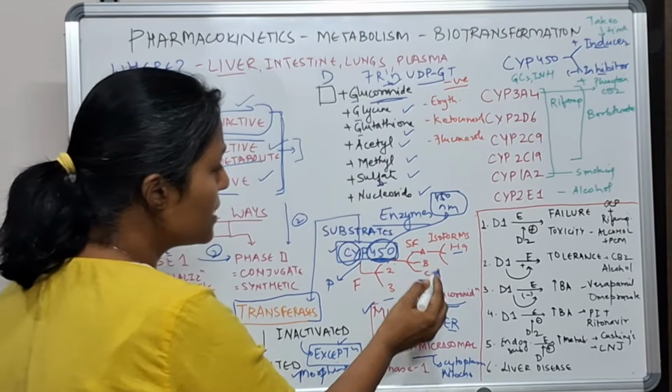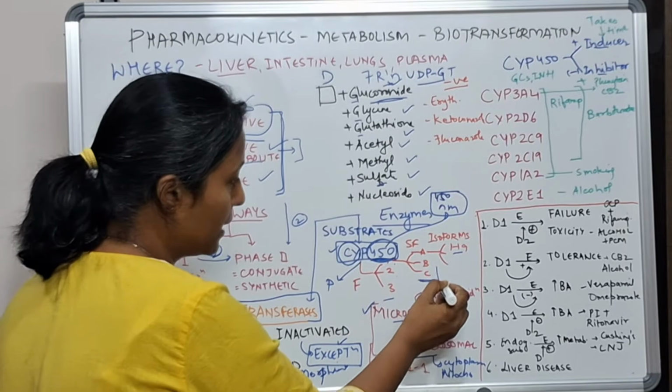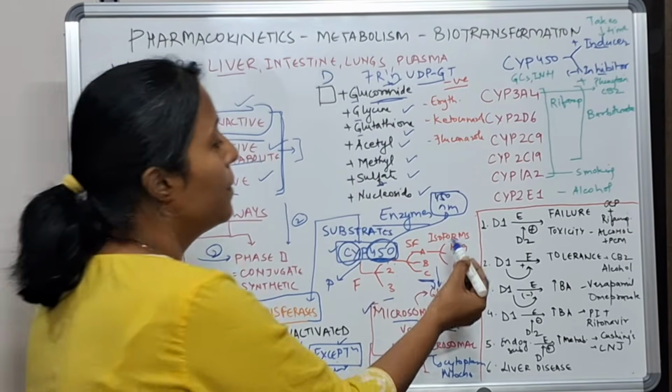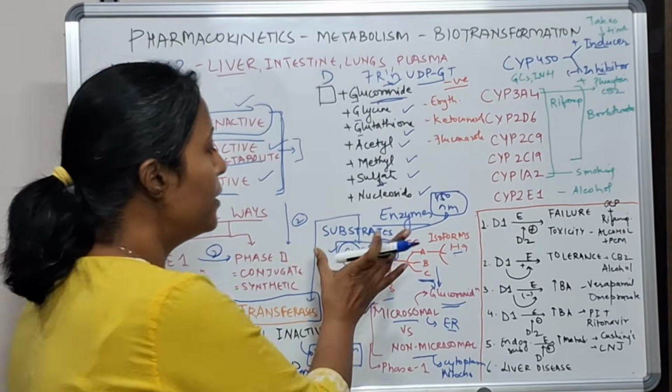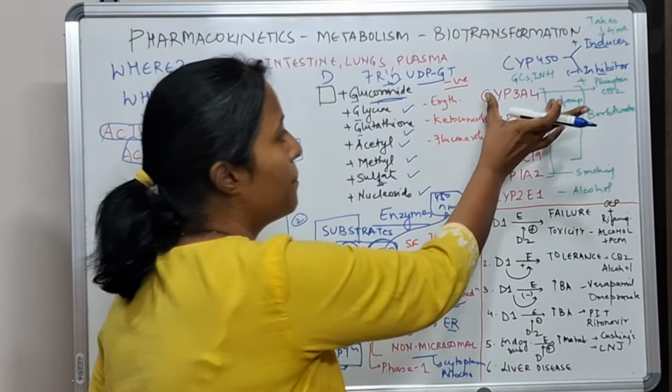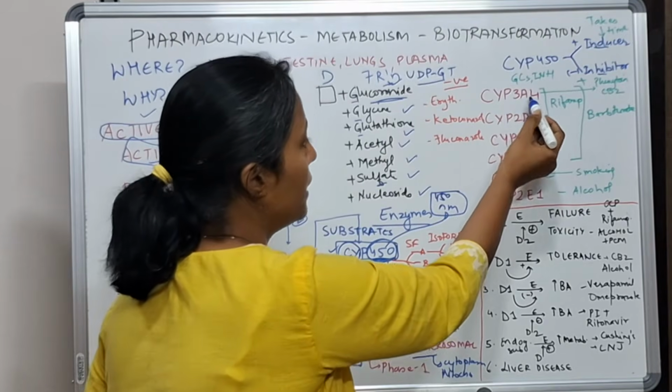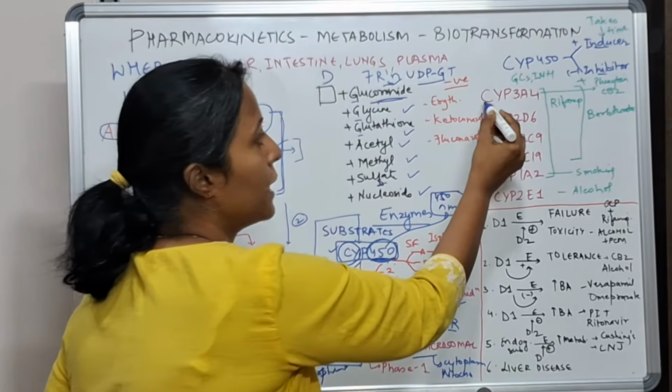So the subfamily is not limited to A, B, C. There are others as well, D and E also. But isoforms are 1 to 19. So whenever we refer to these enzymes, you see these numbers here. If it is written CYP3A4, what does it mean? This is a cytochrome enzyme.